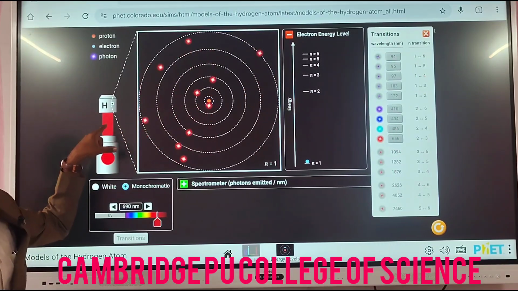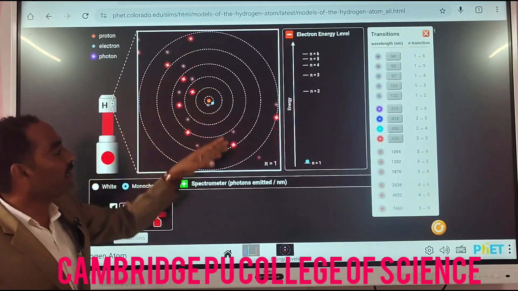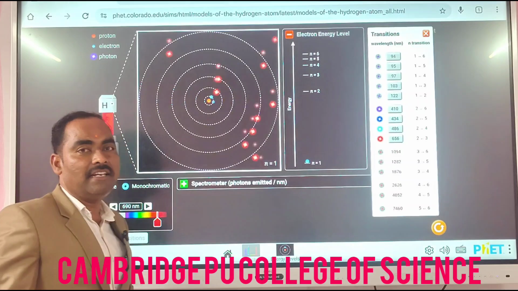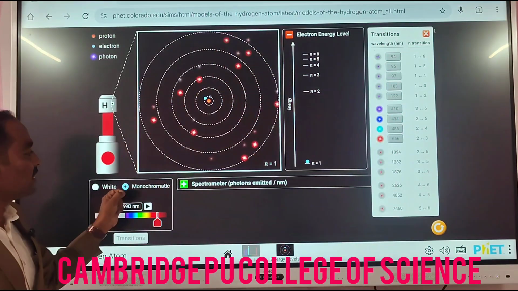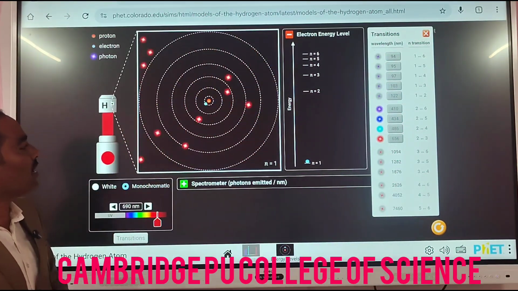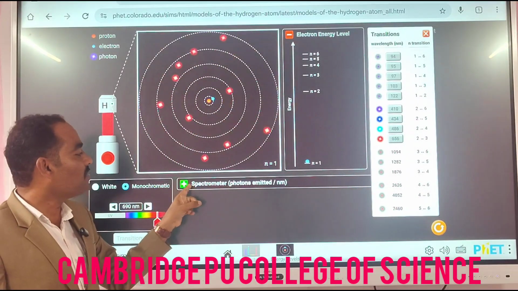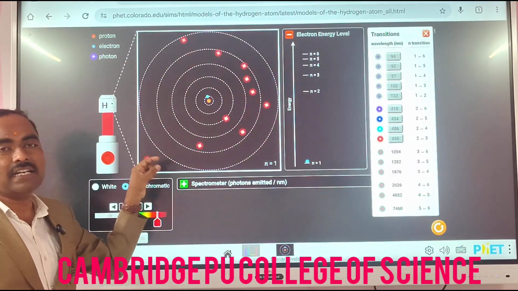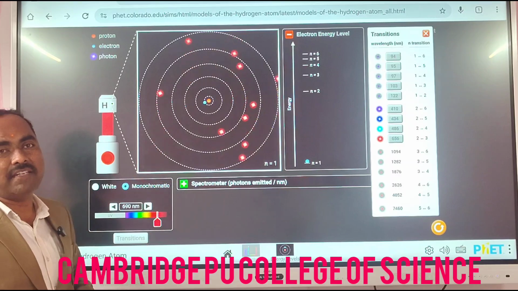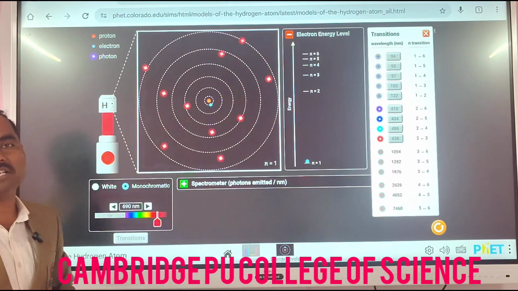Using the hydrogen atom, different lines occur. This is the Bohr's model of an atom. Finally, it is observed using a spectrometer, and we clearly observe how many lines occur from the hydrogen atom. Thank you.